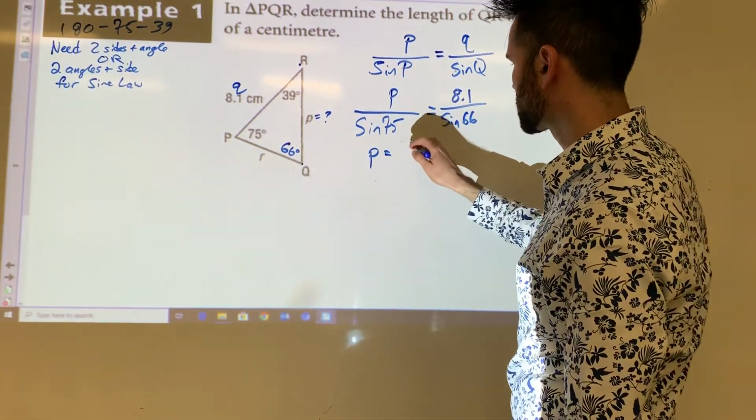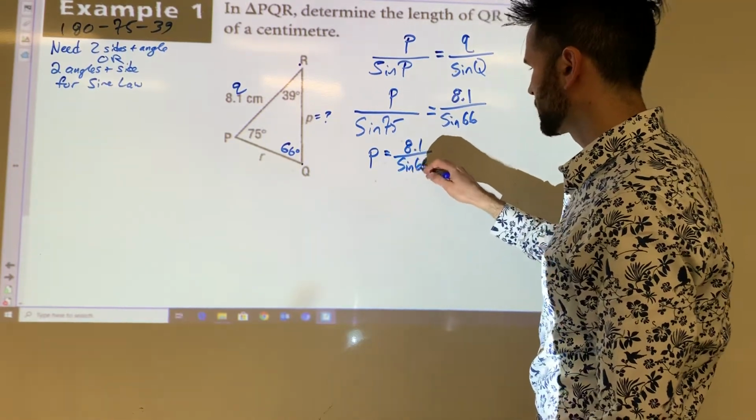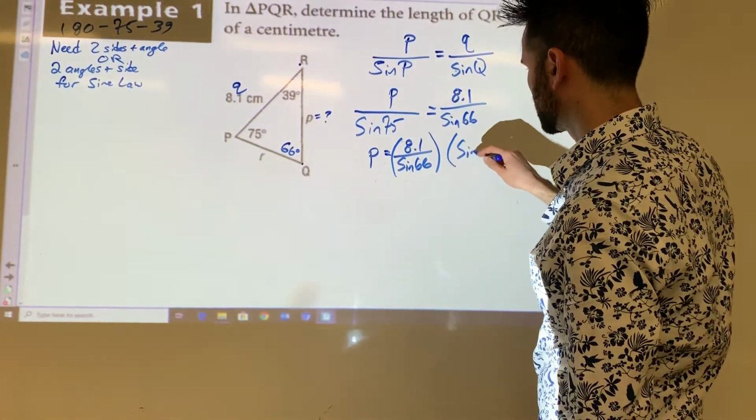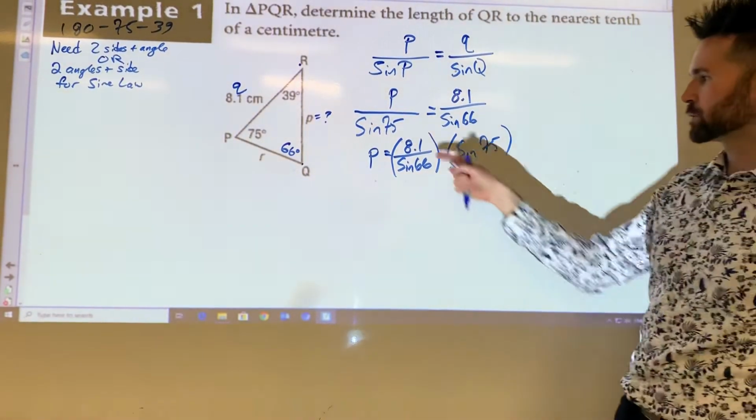So now I have this expression that I'll type on my calculator. So I have whatever this number is times sine 75. And when you type it in on your calculator, do it in steps. Do this one first.